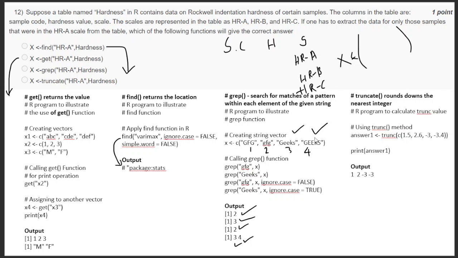It compares each string with the other one. Okay, I will explain one more last one also. Truncate rounds down to the nearest integer. For example, if you give the values like 1.5, 2.6, -3, and -3.4, when you apply truncate to that given vector, it will reduce it to 1, 2, -3, and -3 again. So this is the function of truncate. So here, if you see segregating that scale, it is like comparing each string, so we can use the grep function to do this.